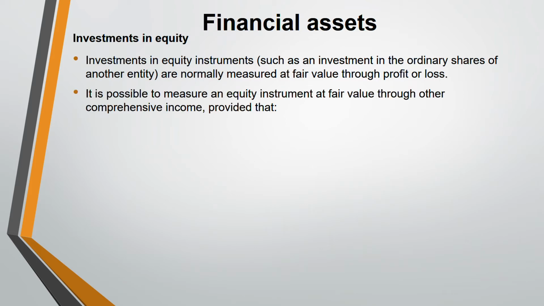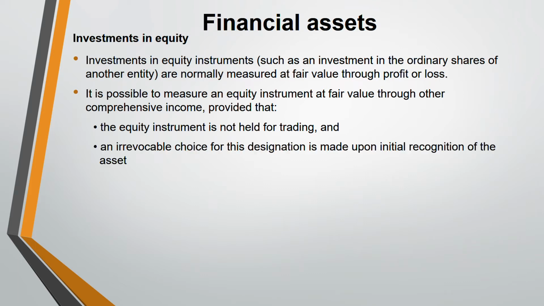Next, it is possible that you can measure an equity instrument at fair value through other comprehensive income also, provided that the equity instruments are not held for trading. Remember, if anything is held for trading, it goes to profit and loss account. If not, then you can say okay, OCI. So if the equity instrument is not held for trading, number one, and number two, you have made an election, an irrevocable choice.